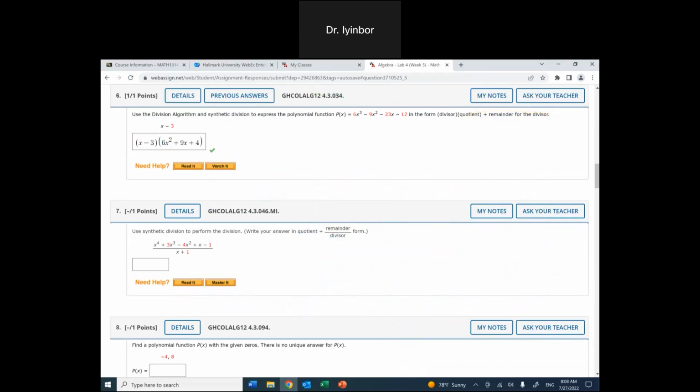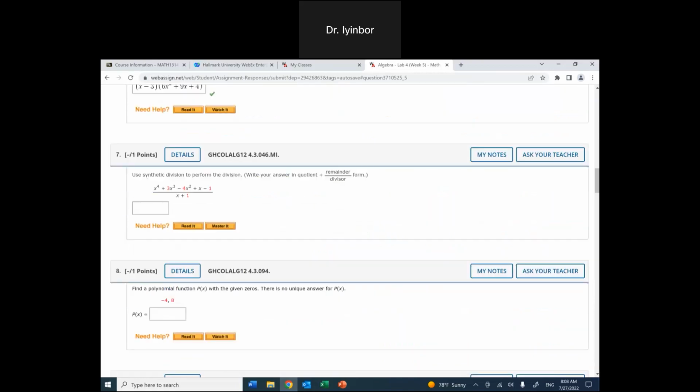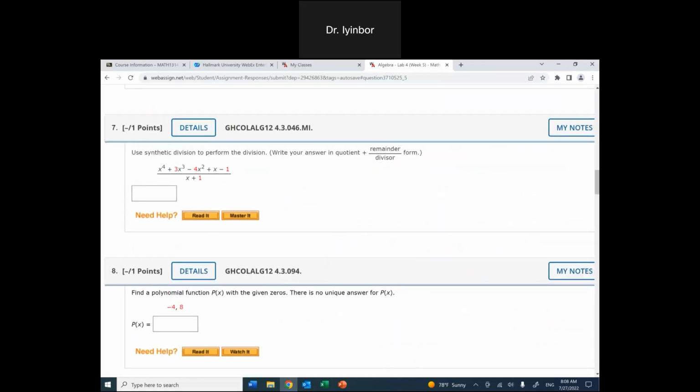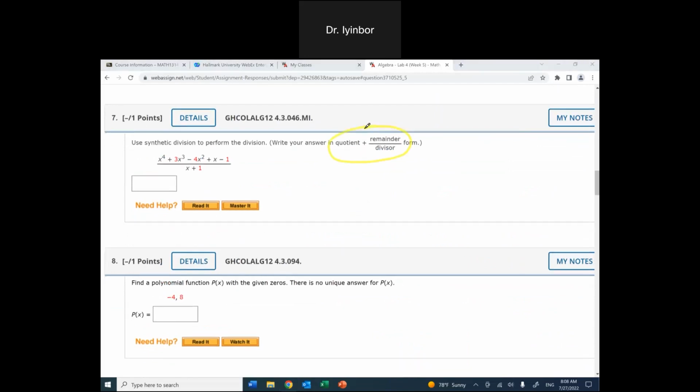Now, the next one is number 7. It's another synthetic division. And again, you have to see how they want that answer. It has to be like this: quotient plus remainder over the divisor. And using synthetic division always, doesn't matter what it says in the question, you always use synthetic division. So how do you do that? Start with the top. We have x to the 4, so we're going to start writing it down. x4, x3, x2, x, and number. You always write this first before you look at the coefficients.